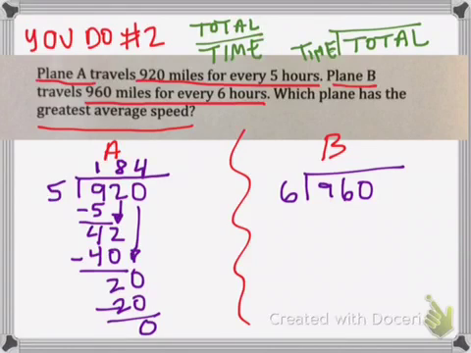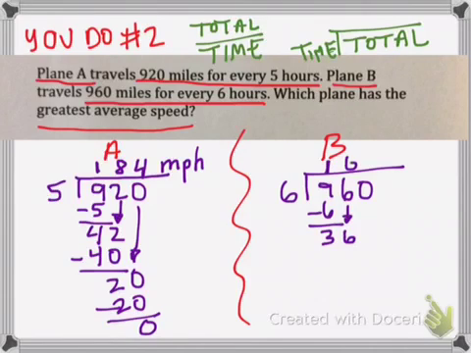I have no remainder. So plane A traveled 184 miles per hour. This was its unit rate. It went that far each hour. So let's look at plane B. 6 can go into 9 one whole time. 1 times 6 is 6. I subtract, bring down my 6.